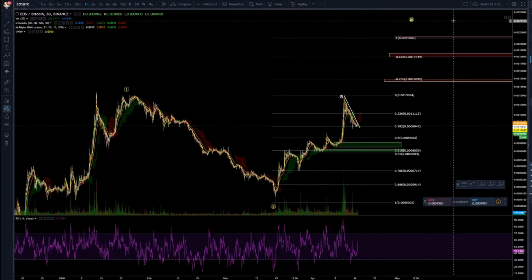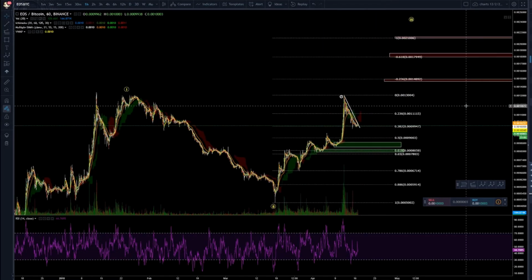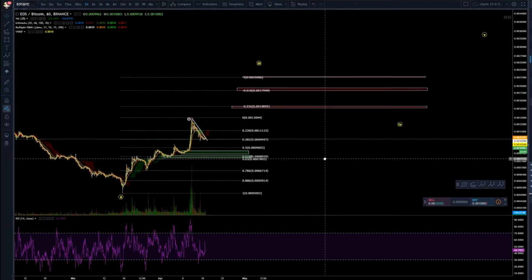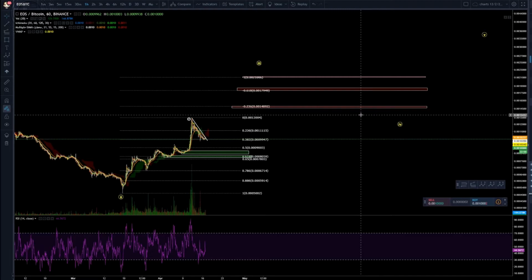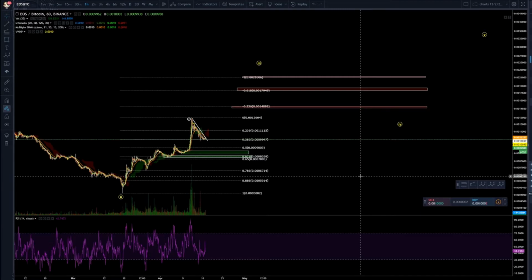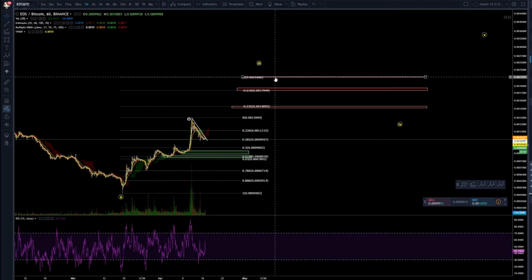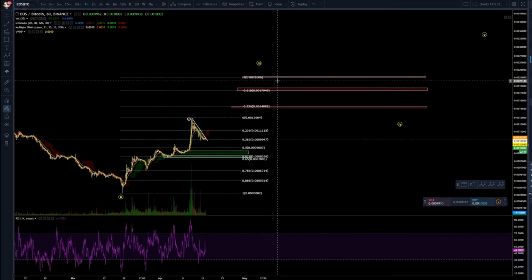That is in my opinion. Everyone will have a different opinion on it, but this is just based on the chart. So that is just my view on EOS right now, guys, on EOS Bitcoin. So we'll target around that 0.0021 area for EOS, guys.